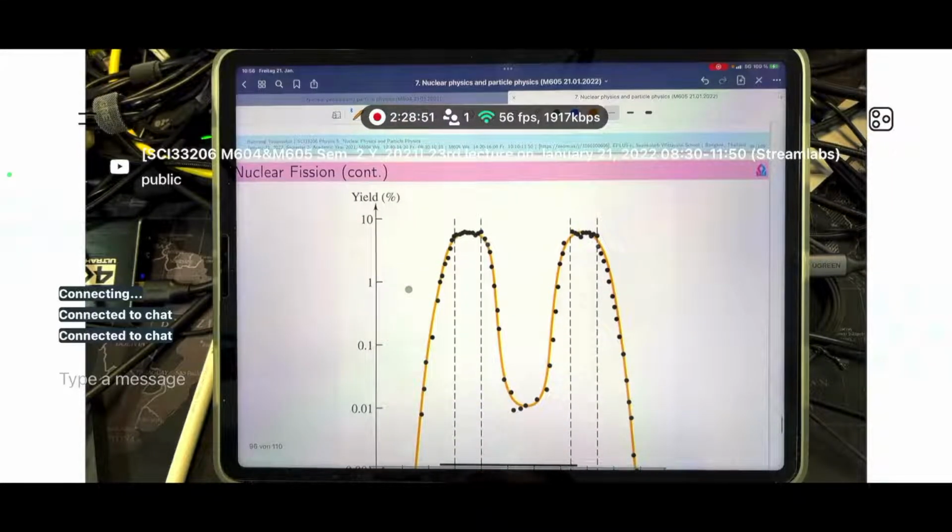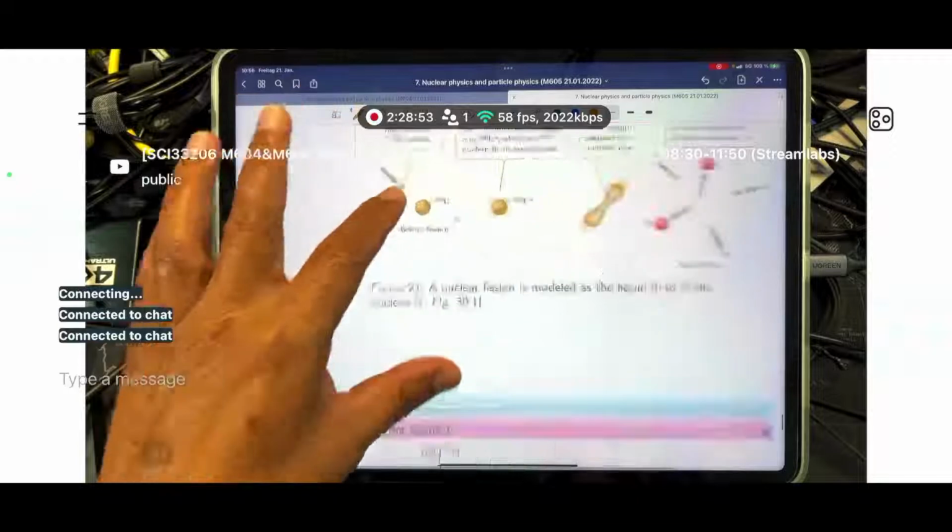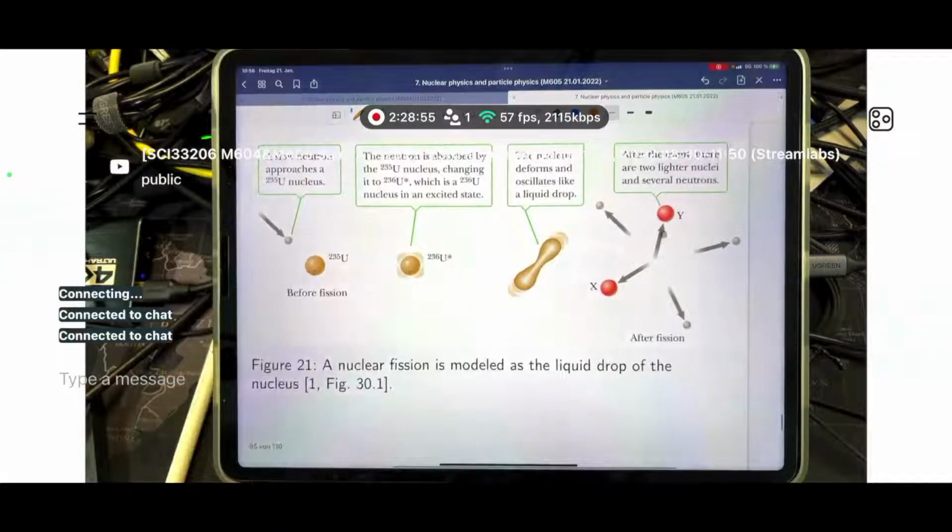So what are X and Y, the daughter nuclei? What are the possible nuclei, because I didn't go into the detail of what X and Y are, right? What is the element X? What is the element Y?